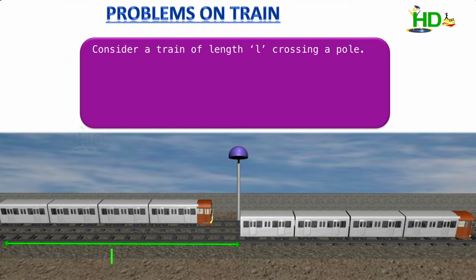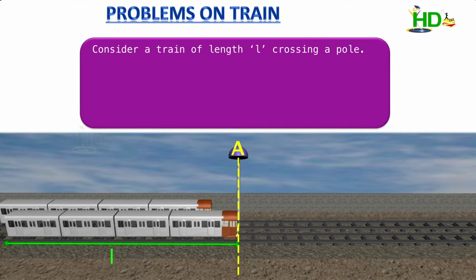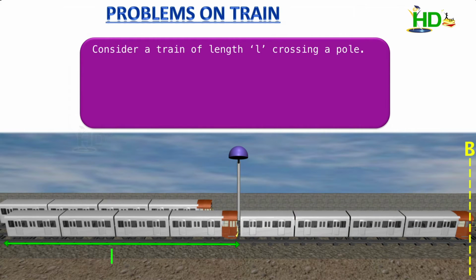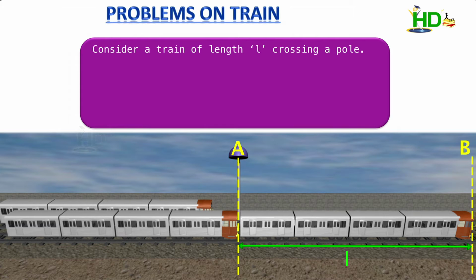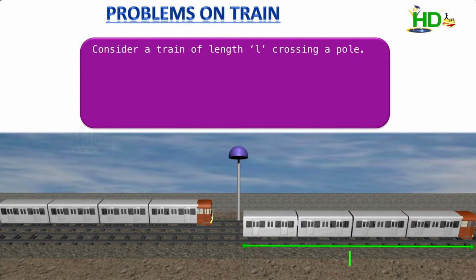Now how much distance did it travel to cross the pole? This is the starting point. I am taking the reference with respect to this portion of the train, that is the front portion. The front portion's final position is this. The distance between these two ends is nothing but the length of the train. That is, to cross this pole, the train has to travel a distance equal to the length of the train. In this case, it is L.